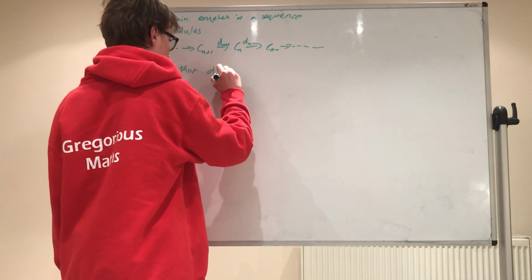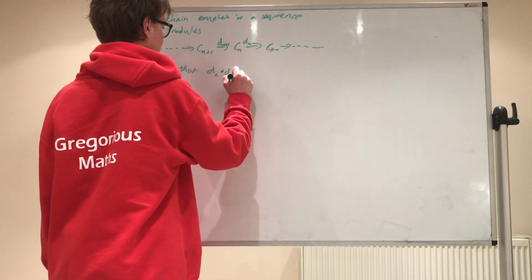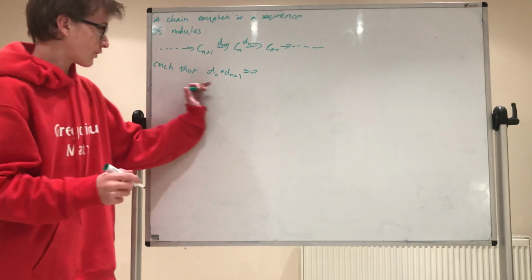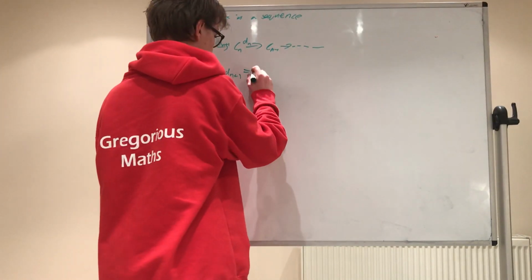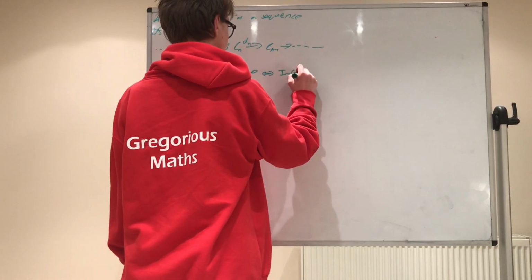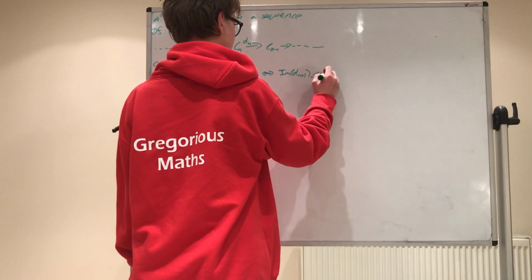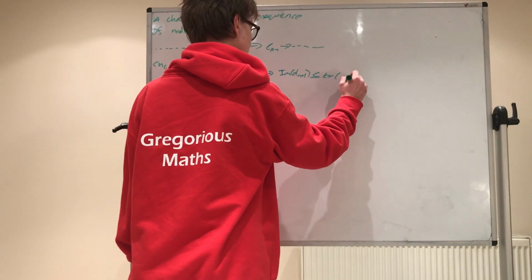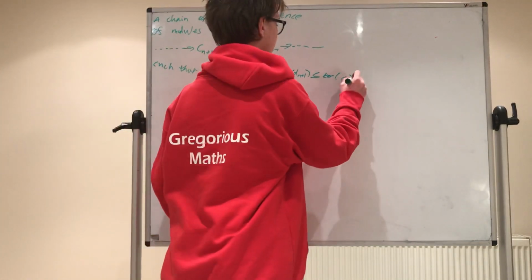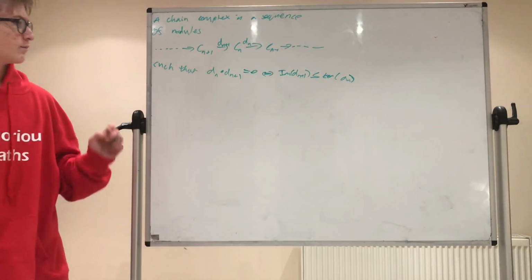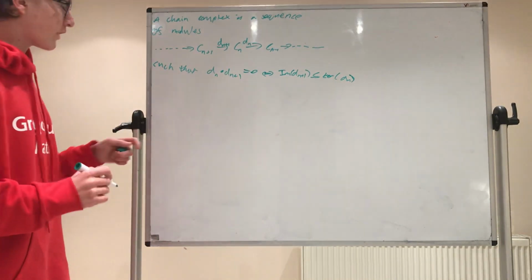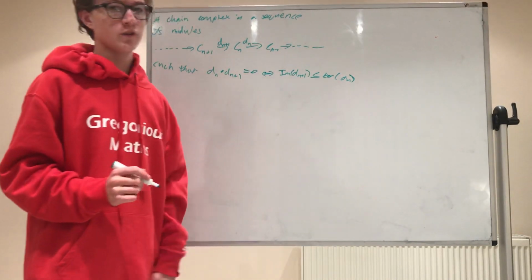dn composed with dn plus 1 equals 0. And this condition right here is equivalent to saying that the image of dn plus 1 is a subset of the kernel of dn. Therefore, this turns out to be a normal subgroup of the kernel, and so we can use quotient groups to measure the exactness of this. That is, it's exact if the image is equal to the kernel.